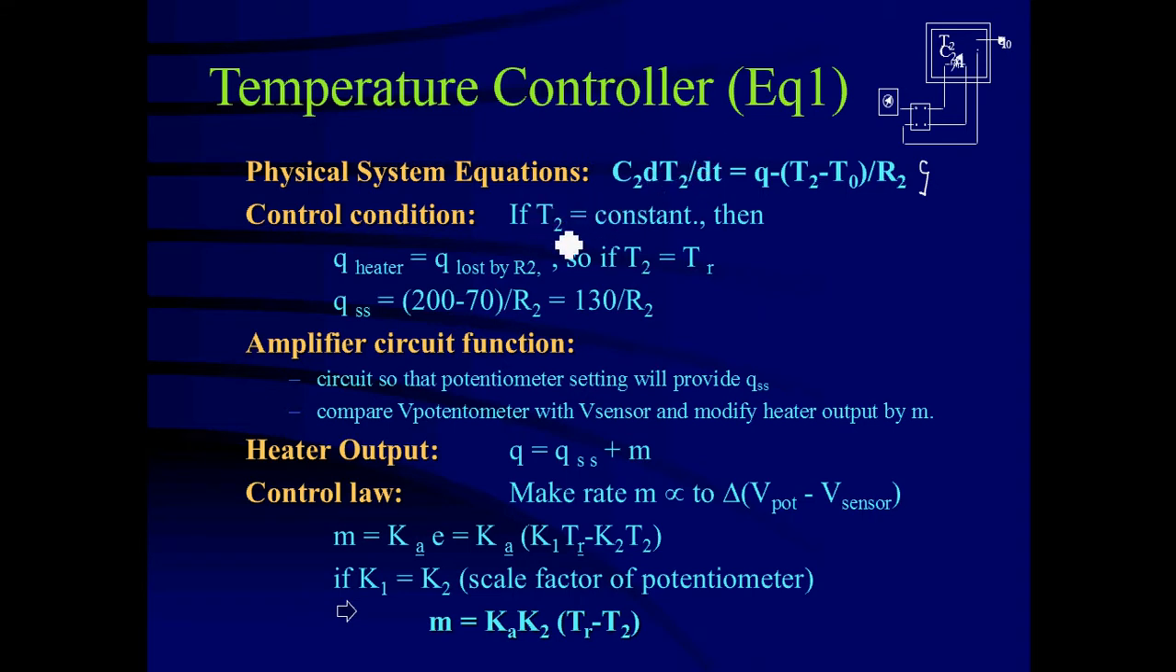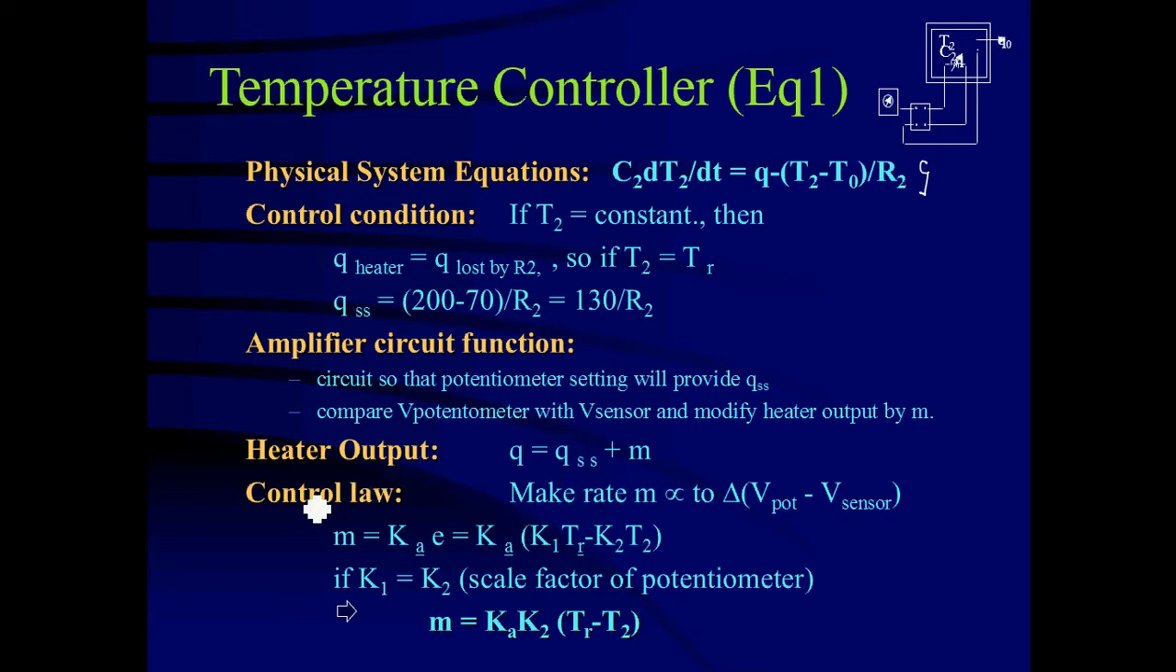Now you would like T2 constant, so we will have to establish the Q that you get from the heater minus whatever gets lost, and you will have this Q steady state, which would be this. This is the control condition, you may say, and the circuit that is going to take action, and the heater output is here, and then we establish a control law.